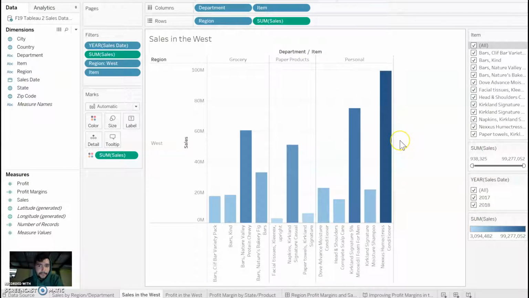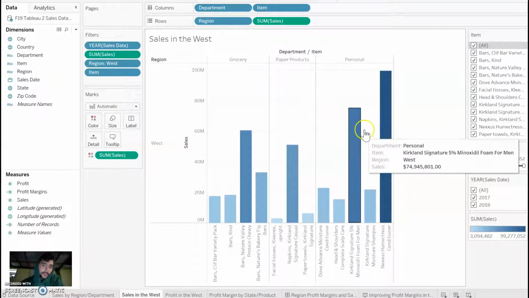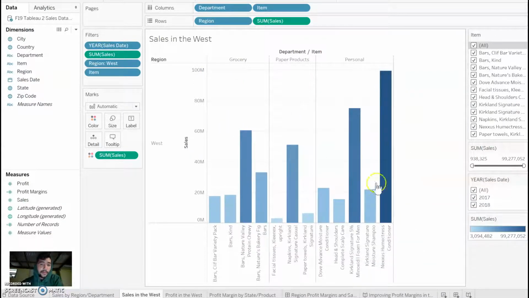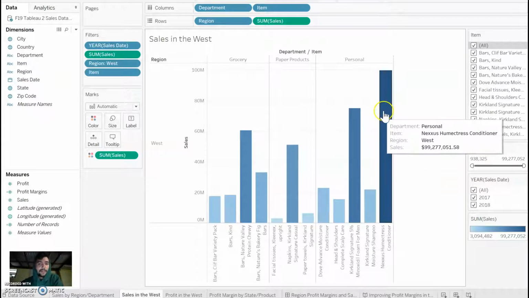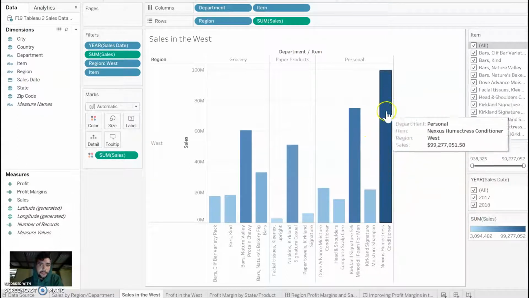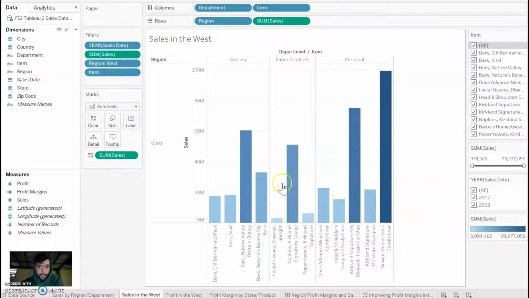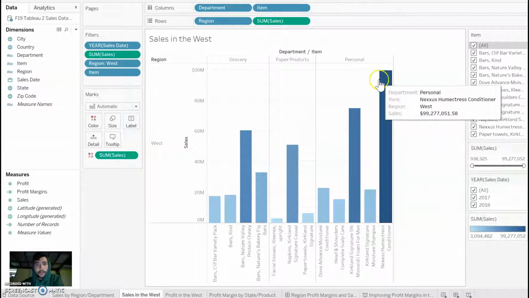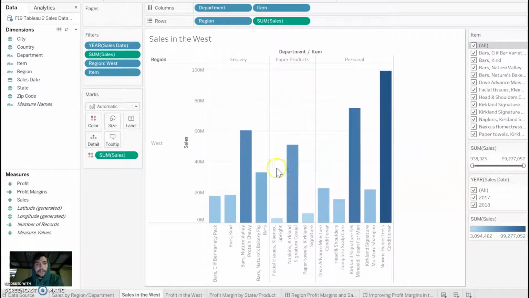This bar graph helps represent visually the difference in each of these products, rather than just looking at a number. I used colors for the sums to give it some gradient. So the darker the color, the more sales it obviously had.